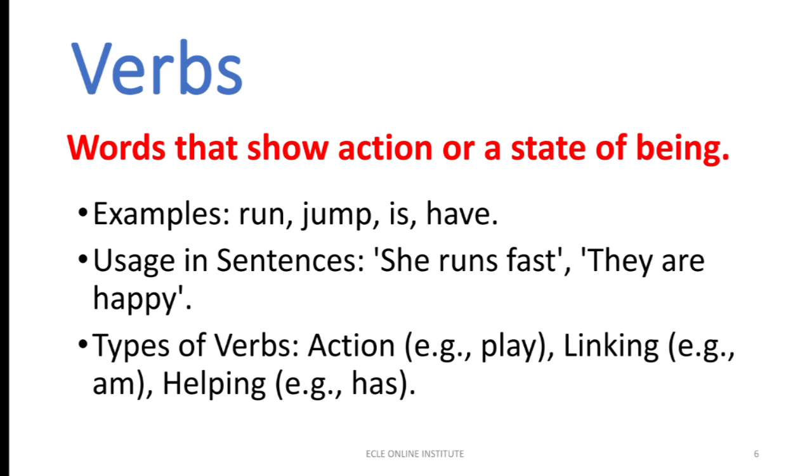Action verbs are like play, run, sit. So these are action verbs. It means they show action. And linking verbs are is, am, are, was, were. These are linking verbs. Helping verbs are has, have, had. These are helping verbs.